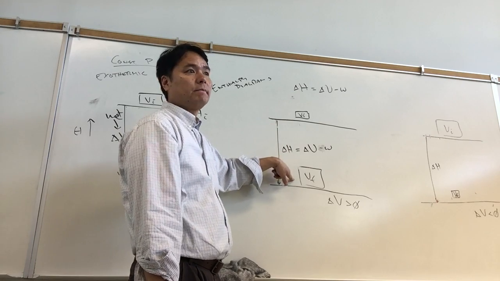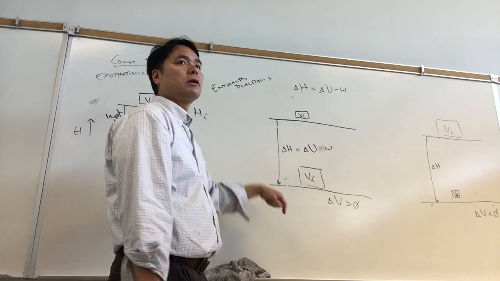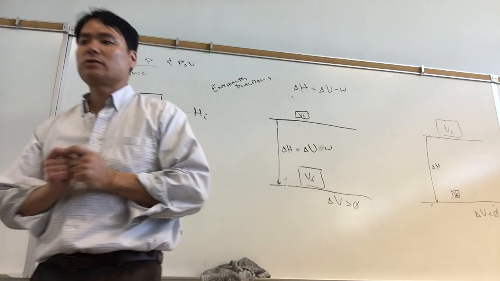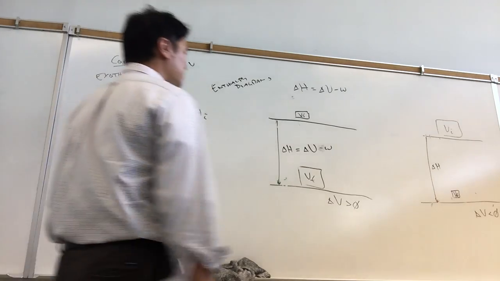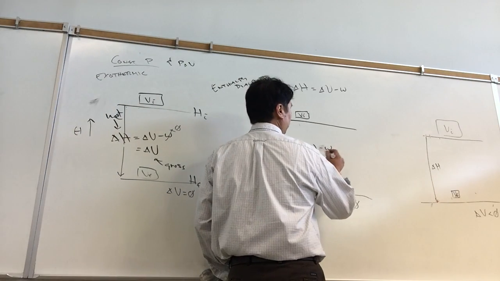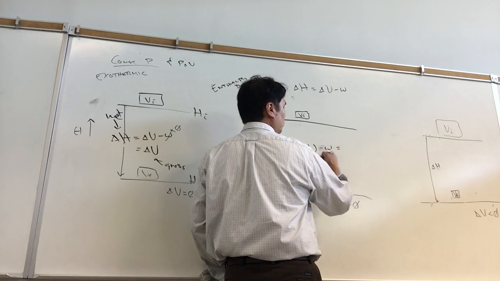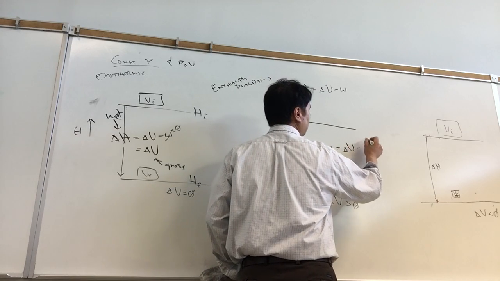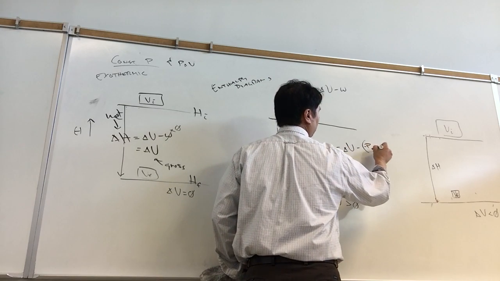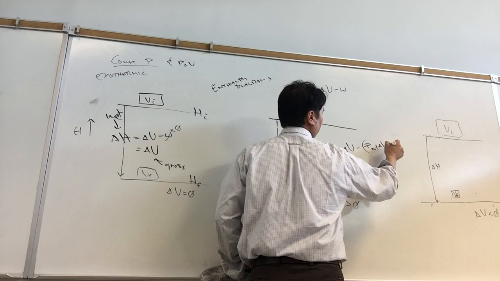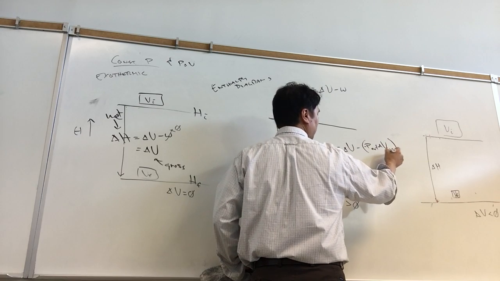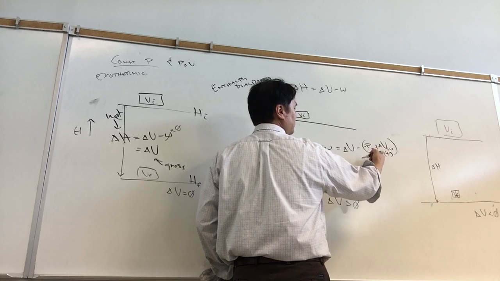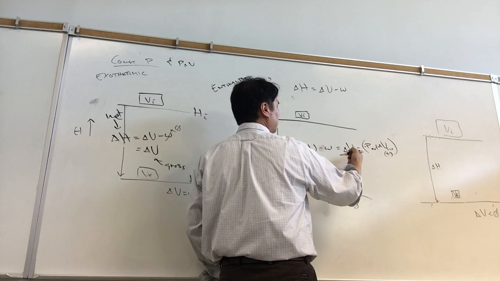System or surroundings? The system did the work. If the system does the work, is that a tax or a bonus on the system? It's a tax. So if the system does the work, then this work term is going to equal delta U minus, let's say, P external delta V. Delta V of the system is positive. If delta V of the system is positive, then the negative times the negative gives us a positive.